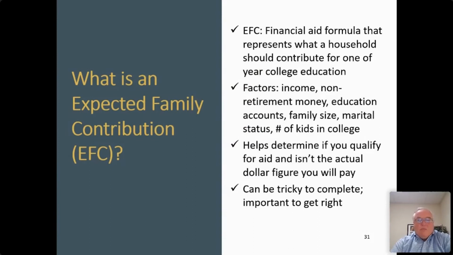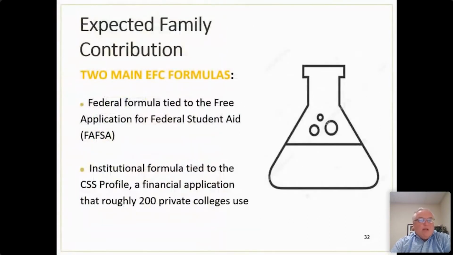So there are two major formulas for the EFC. One is the federal formula, and the other is what they call the institutional formula. The federal formula is tied to the FAFSA, the Free Application for Federal Student Aid. Okay, that's the federal formula. The institutional formula is tied to the CSS Profile, which is something that the College Board built.